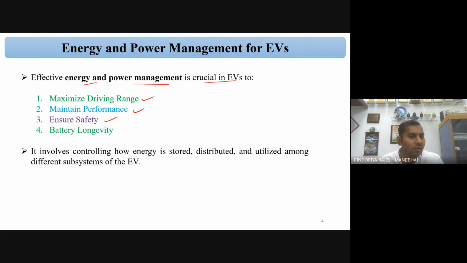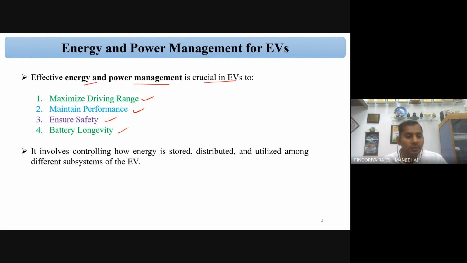So there is a main concern from the customer side. They may be struggling with a blast, maybe replacing the battery, maybe the resale of the vehicles. So ensuring the safety, and battery longevity, so that the life of the battery is long, correct? Because of these four reasons, energy and power management is the most crucial part in electric vehicles: maximize driving range, maintain performance, ensure safety, and better battery longevity.